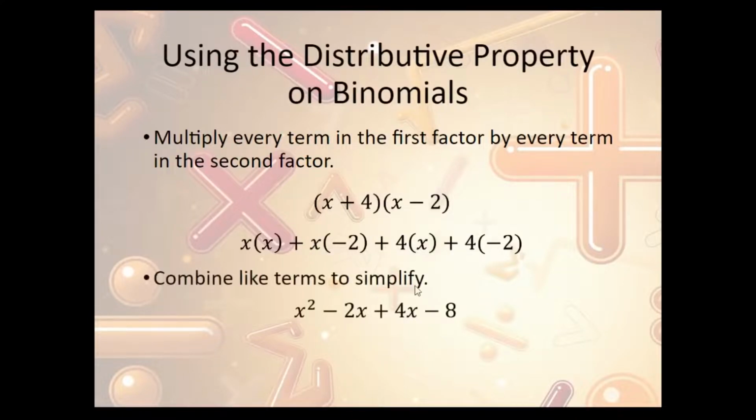Now we just combine the like terms. X squared, we have to leave that by itself. But we do have a negative 2x and a positive 4x. So we can combine those. So negative 2x plus 4x is positive 2x. So we get x squared plus 2x minus 8.